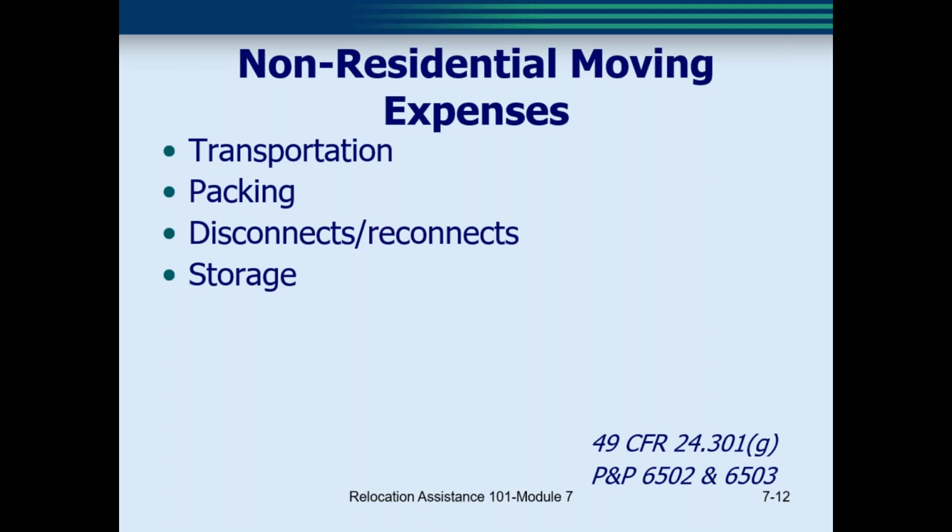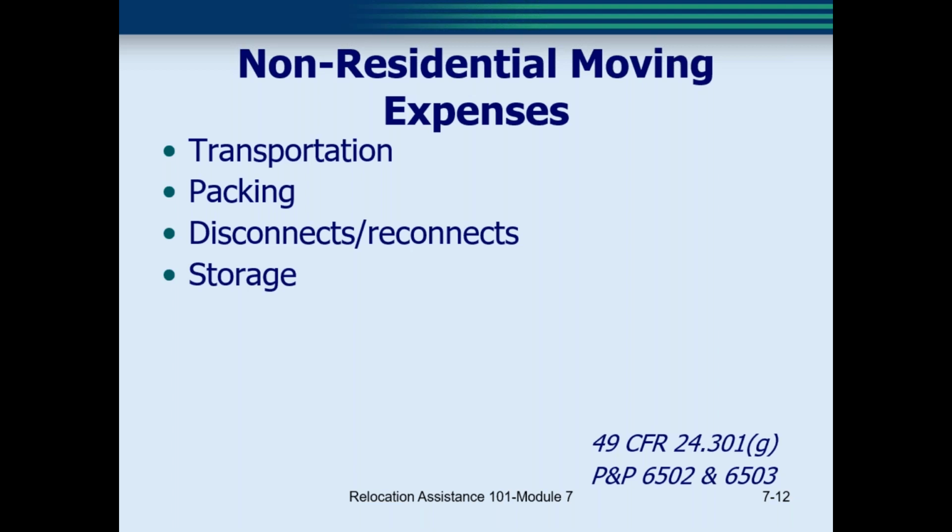So the payment for the dismantling, reassembling, disconnection, reconnection will cover the cost of the labor and the materials to take down and set up the machinery, the equipment, the telephones, the computer networks. It also includes modifications of the available utilities or the replacement structure to accommodate the personal property, or modifications to the personal property to accommodate utilities.